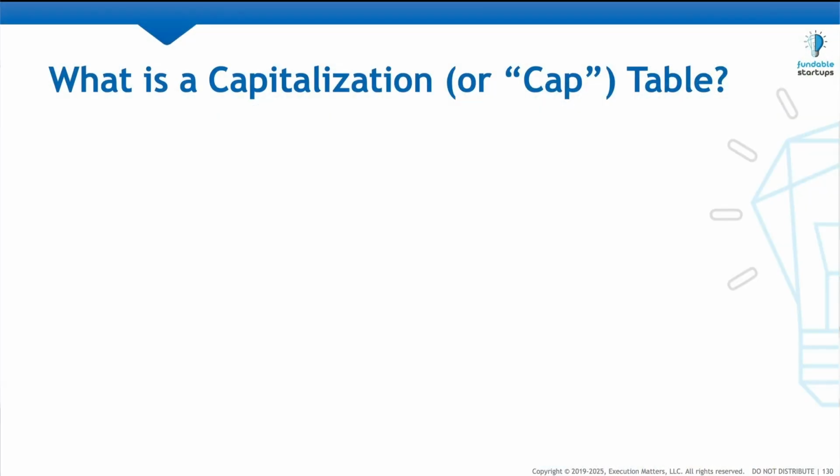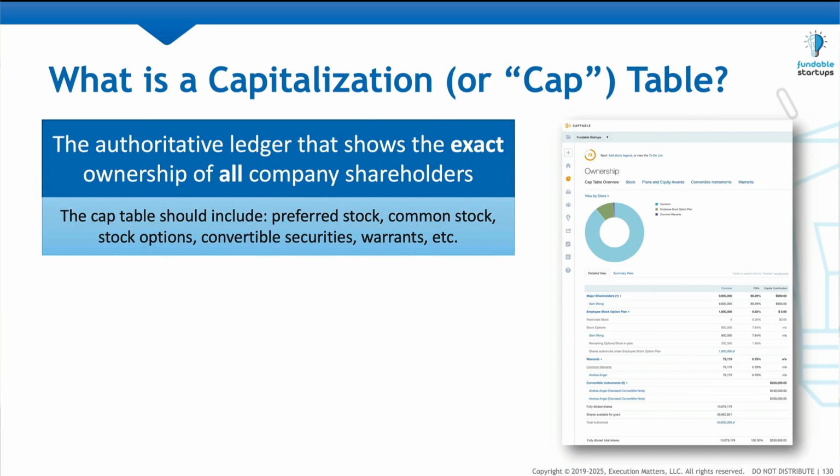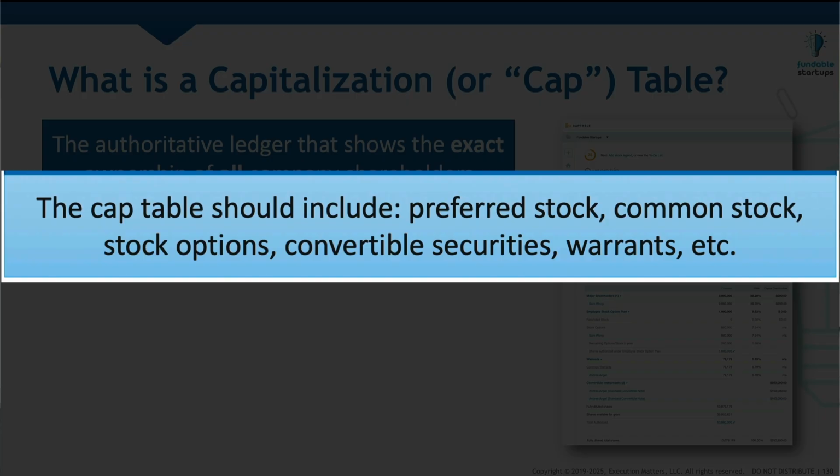If you're a startup founder raising funds, one of the most important things that an investor wants to see is your cap table. Well, what's a cap table? It is the authoritative ledger that shows the exact ownership of all company shareholders. The cap table should include preferred stock, common stock, stock options, convertible securities, warrants, and any other stock obligations.